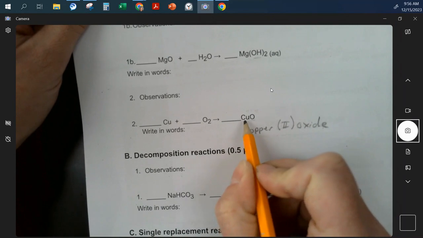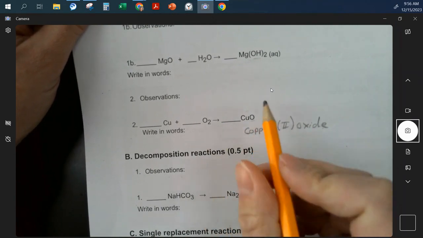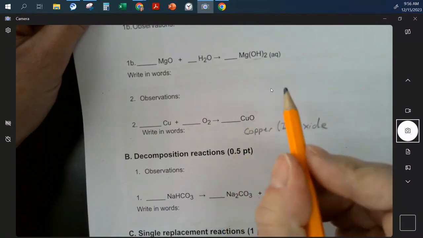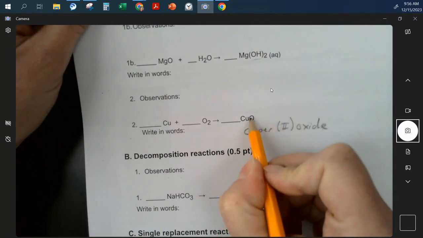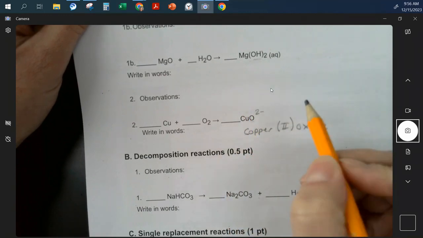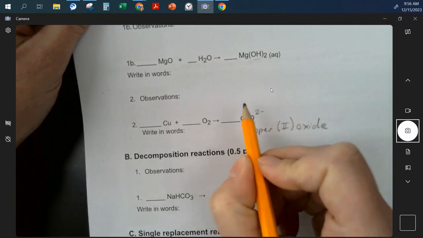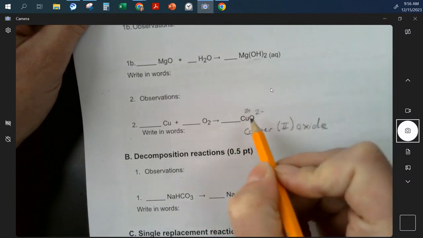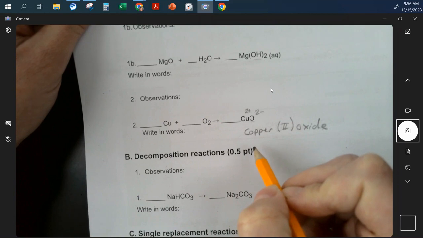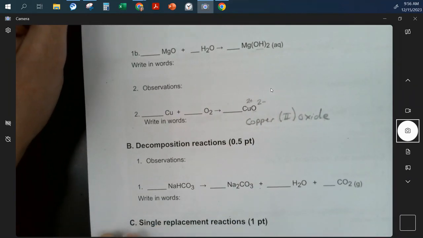So if it's a transition metal, it can form multiple charges. So we need to list the charge that it is in this compound. This compound has an oxygen, so we know oxygen is always a 2- charge. Copper here has to balance the 2- charge, so that's why copper is a 2+ in this compound. So make sure you use the correct names for these compounds.